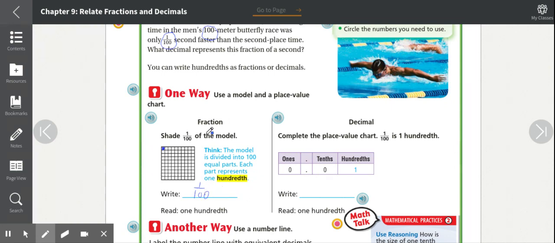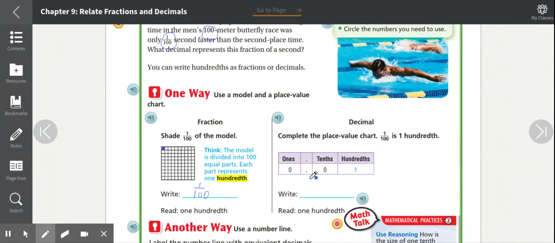Okay, let's look at the text. The model is divided into 100 equal parts, and each part represents 1/100th. Okay, so that's one piece out of the 100, and we would read it as 1/100th. Now, for a decimal, take a look. They did it for us.